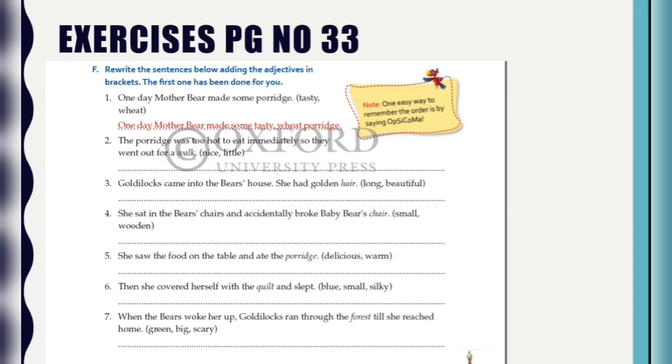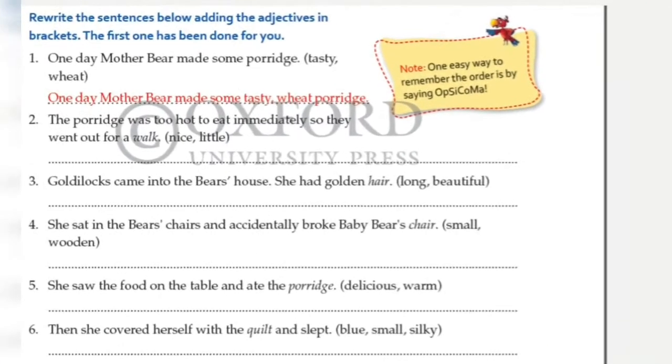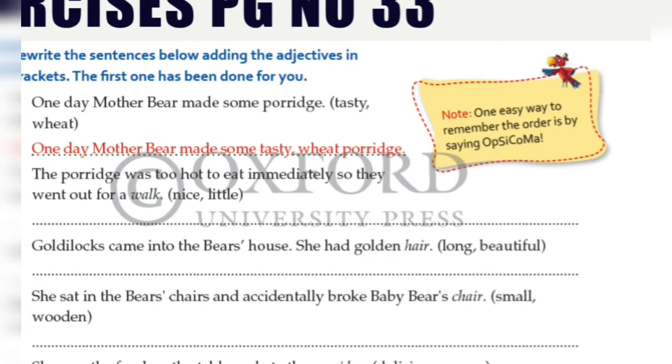Now, on page number 33, you are given one exercise. You have to rewrite the sentences below, adding the adjectives in brackets. The first one has been done for you. You can keep your textbook in your hand. One day, Mother Bear made some porridge. In the bracket, it is given tasty and wheat. So, here, tasty is an opinion and wheat is a material. First you will use tasty and then you will use wheat. So, your answer will be: One day, Mother Bear made some tasty wheat porridge.